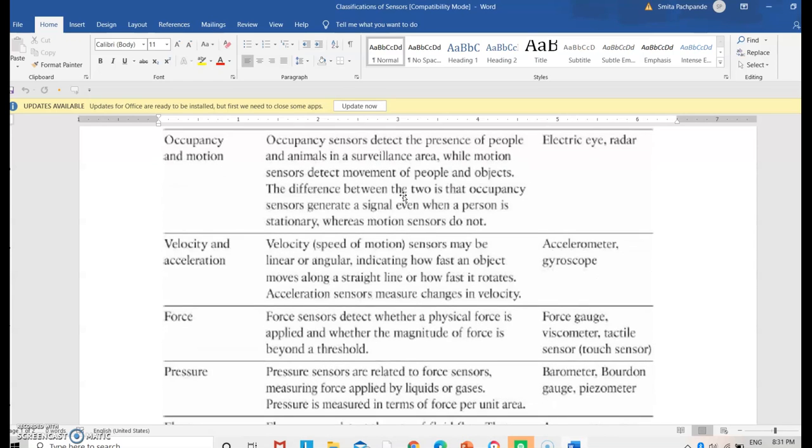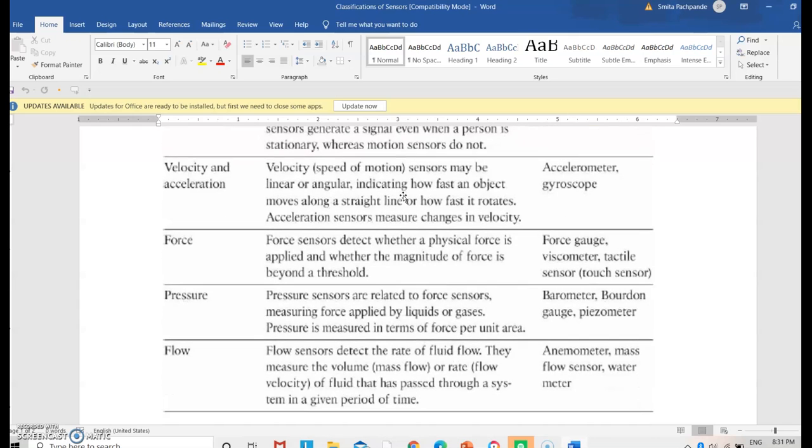The next one is force. A force sensor detects whether a physical force is applied or whether the magnitude of the force is beyond a threshold. That is nothing but the force gauge. Then a pressure sensor. Pressure sensors are related to force sensors and measure the force applied by liquids or gases, for example, a barometer.